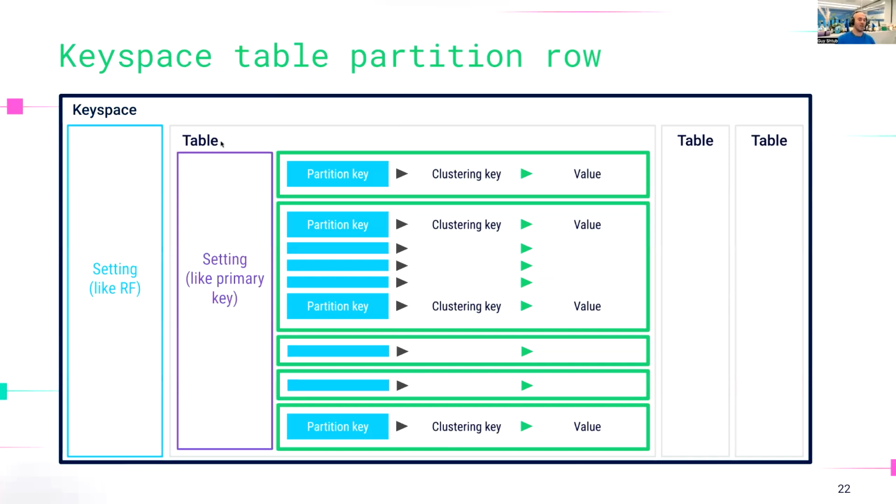For each table, we have different settings like the partition key and the clustering key. And within a table, we have rows and columns, just like you would imagine in relational databases. And the way that data is ordered within the table is done according to the partition key. Okay, so we have the partition key, and then we have the data. And if we define a clustering key, which I'll talk about in just a second, then it will be ordered according to the clustering key.